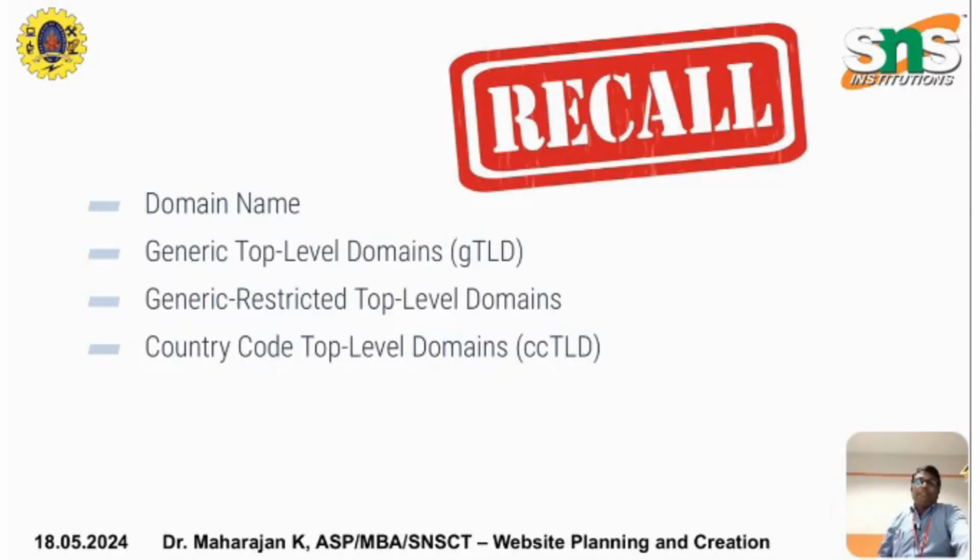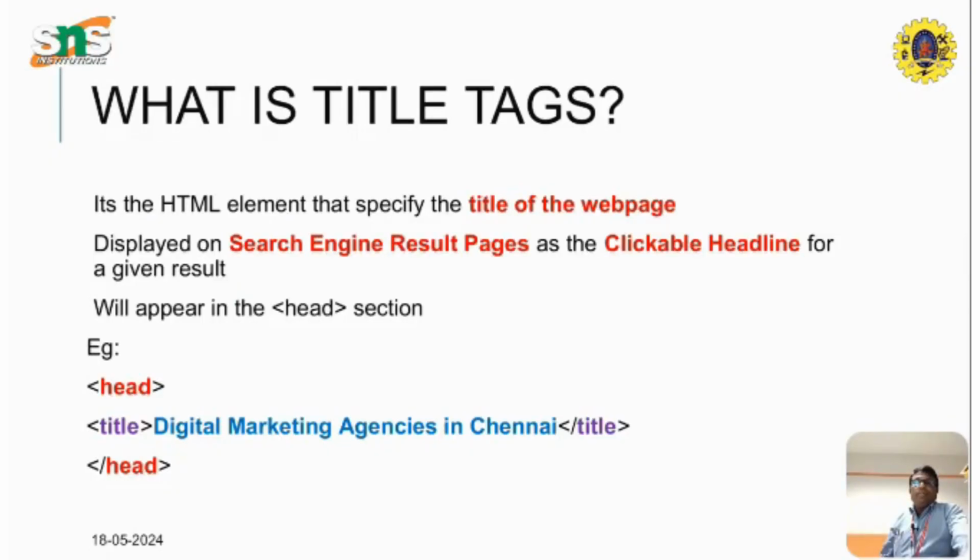Okay, fine. So before that, we will recollect what a domain name is. A domain name is the name of a website. It has a name and different extensions. So generic top level domains like .com, .org, and generic restricted top level domains like .business and others, BIZ. We also have country code top level domains, ccTLD, for example, .in is for India. Fine. So this we have all seen. Now we will see today what this code is all about.